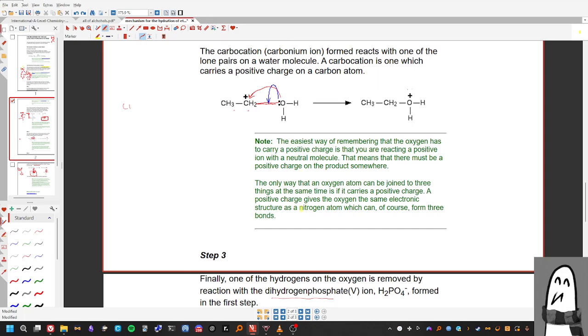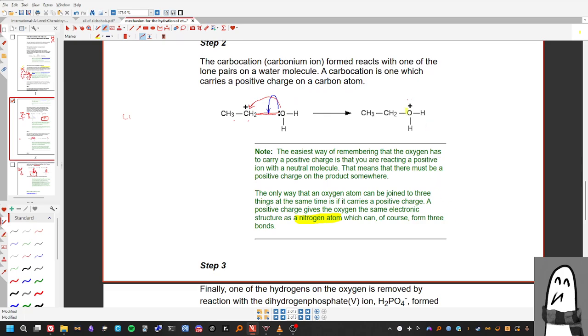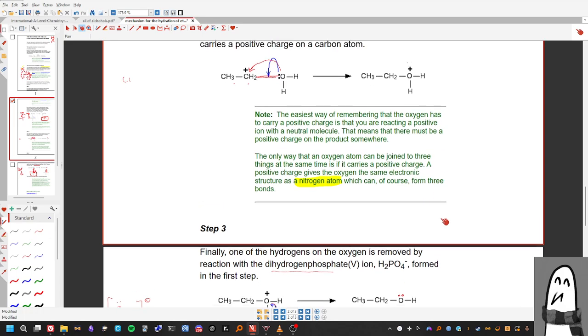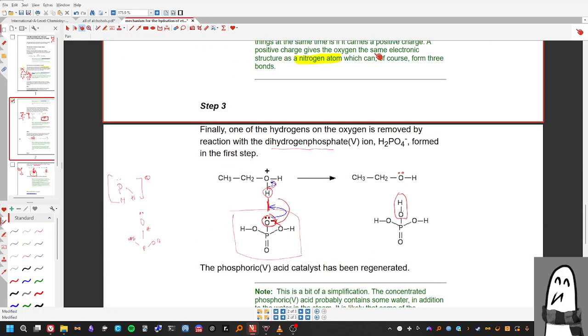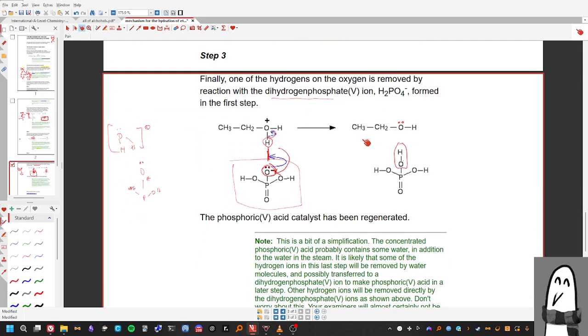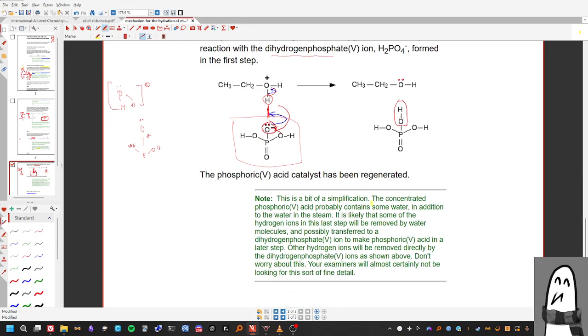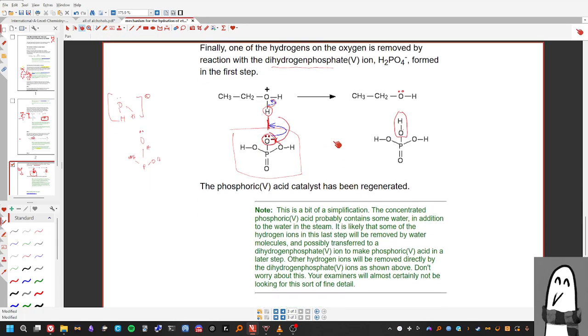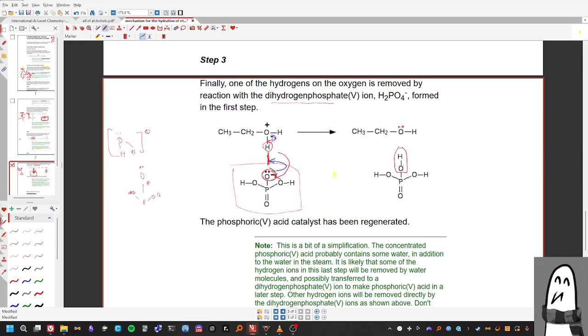This is similar to halogenoalkanes, where we bonded with the nitrogen. It forms the same structure as a nitrogen atom, which can form three bonds. So in this case, a nitrogen atom would have been fine here. It would have been NH2 with CH2, three bonds. But no, it's a positive charge here. So then it binds with your dihydrogen phosphate ion.